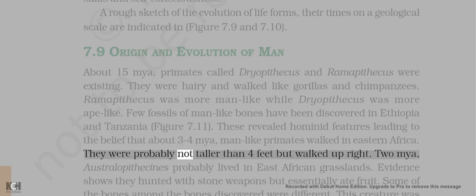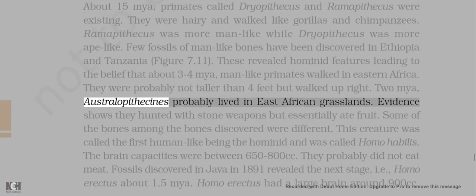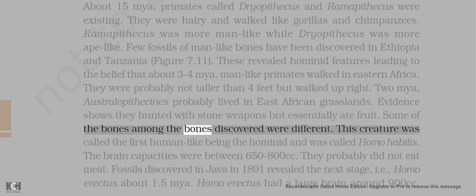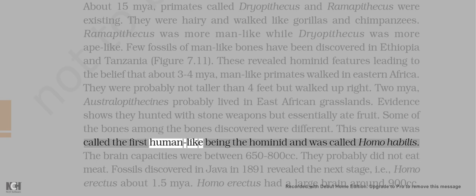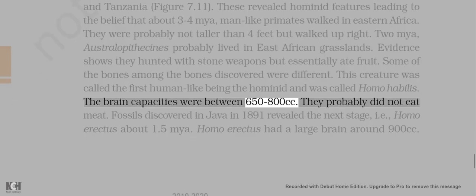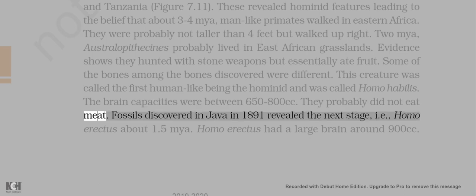They were probably not taller than 4 feet but walked upright. 2 Mya, Australopithecines probably lived in East African grasslands. Evidence shows they hunted with stone weapons but essentially ate fruit. Some of the bones among the bones discovered were different. This creature was called the first human-like being, the hominid, and was called Homo habilis. The brain capacities were between 650 to 800 cubic centimeters. They probably did not eat meat.